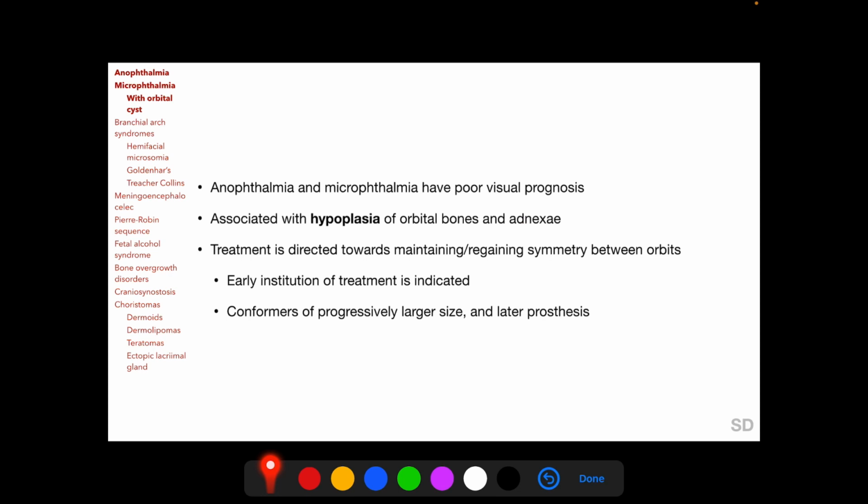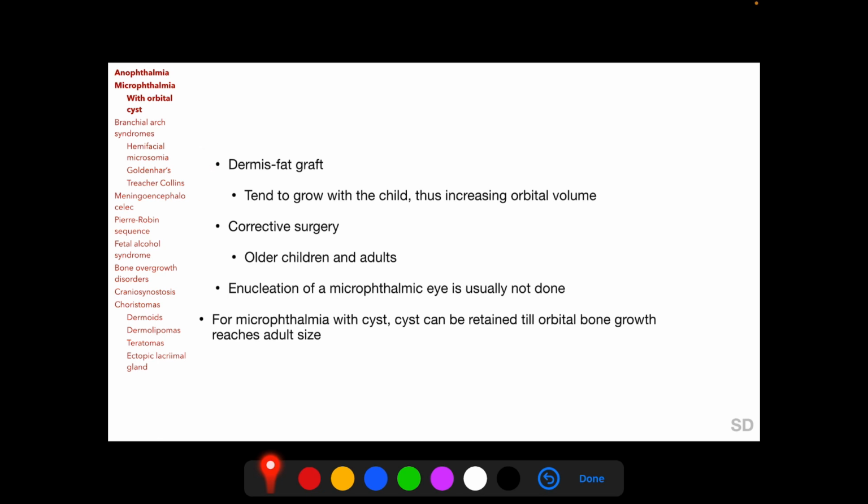Treatment is directed towards maintaining or regaining symmetry between the two orbits. An early institution of treatment is indicated, and to maintain the shape of the orbit, conformers of progressively larger size are inserted into the orbit until a final prosthesis is done. Instead of conformers, dermis fat graft can be used, and an advantage of dermis fat graft is that it tends to grow with the child.